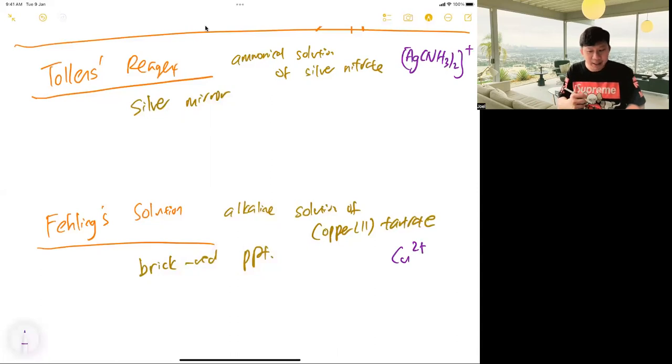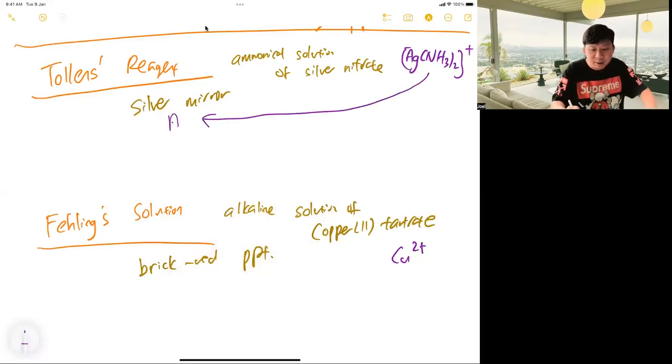So when it's a positive test, Ag, you know that complex there, what's the charge of Ag? +1, right? But ammonia has no charge. Later, it formed Ag. So what happened? Oxidize or reduce? So what agent is this? Oxidation.